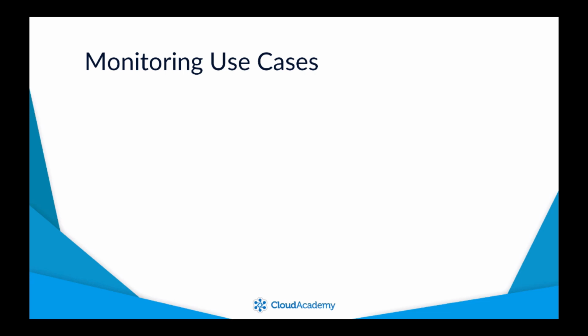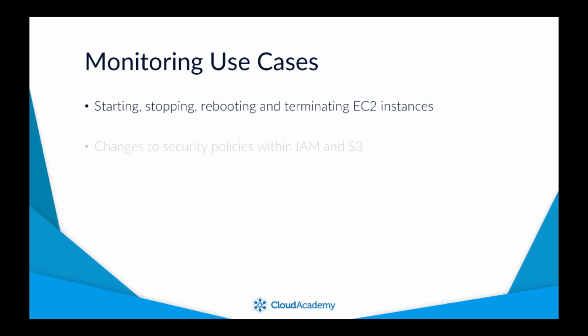Other examples of these checks that are common within organizations are API calls relating to starting, stopping, rebooting, and terminating EC2 instances. If instances are being created that shouldn't be, your AWS costs could rise dramatically and quickly. Also, if instances are being rebooted or stopped, this could have a severe impact on your services if they are not configured in a highly available and resilient solution.